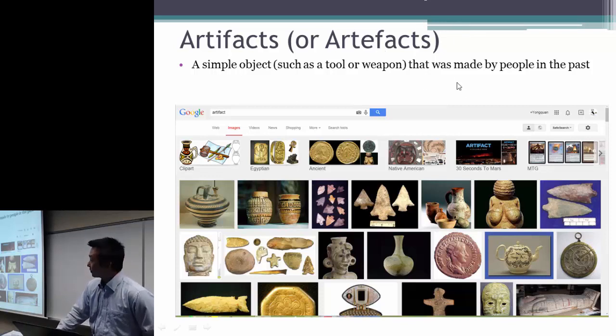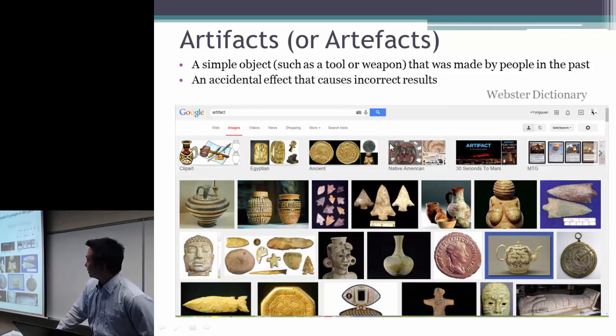Okay, so the definition of artifact, according to the Webster dictionary, the first one is a symbol or object that was made by people in the past. So if we go to Google Images and input artifact, it will give you all these images. Obviously this is not what we are looking for here. And the second definition is an accidental effect that causes incorrect results. So it looks like something that we do in MRI.